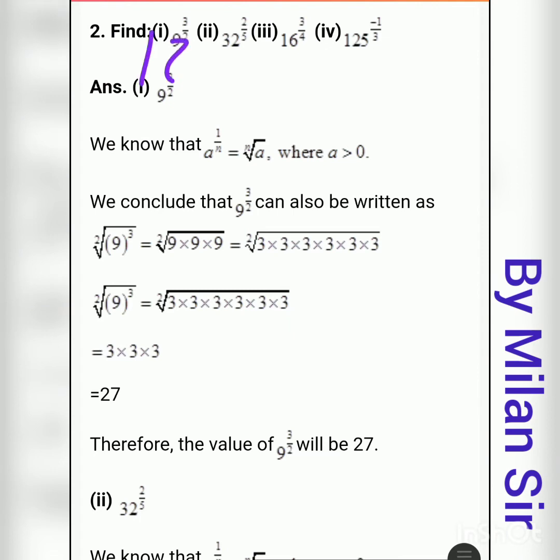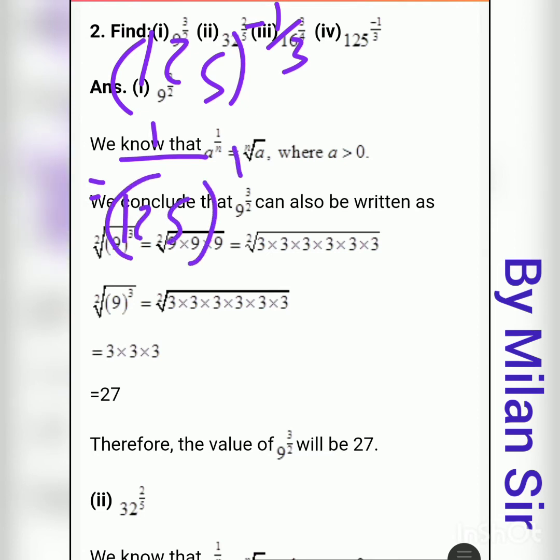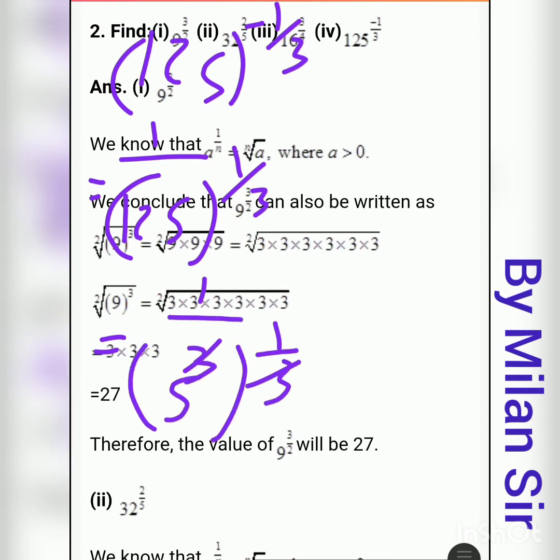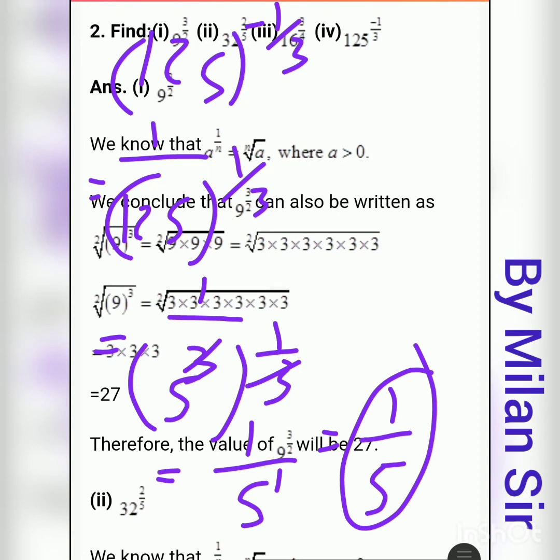Again 125 raised to minus 1 by 3. If we want to convert this negative exponent into a positive exponent, we need to take the reciprocal. So 1 upon 125 raised to 1 by 3. Now we can convert 125 into exponent 3, so it's 5 raised to 3. Here 1 by 3, 3 and 3 cut. So 1 upon 5 raised to 1, it is 1 by 5. So 1 by 5 is our final answer.